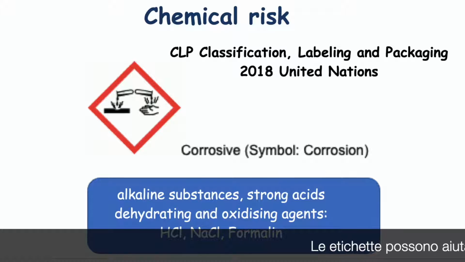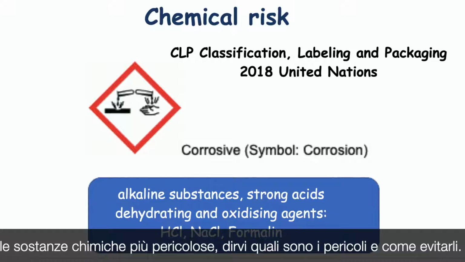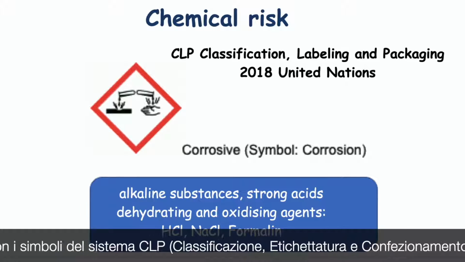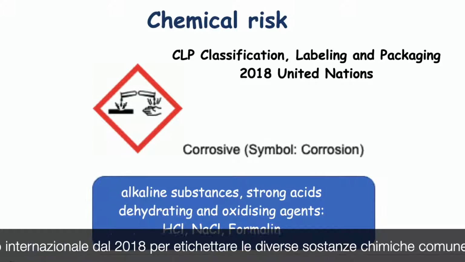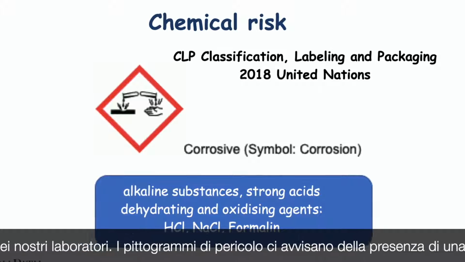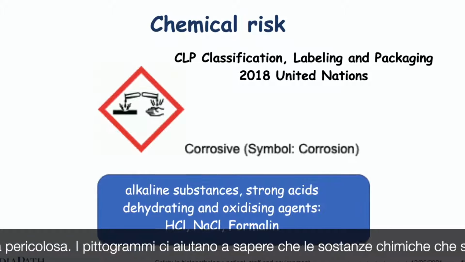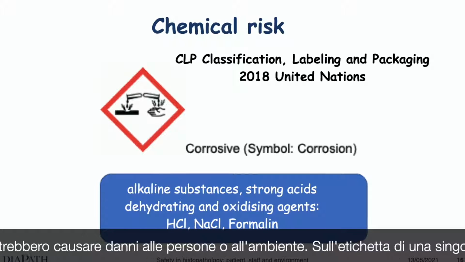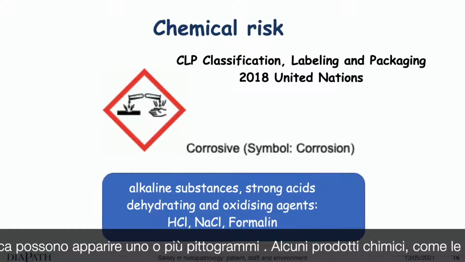Labels can help you to identify the more hazardous chemicals, tell you what the hazards are, and how to avoid them. Let's get familiar with the symbols of the CLP, Classification, Labeling and Packaging System, internationally adopted since 2010 to label the different chemicals commonly used in our laboratories. Hazard pictograms alert us to the presence of hazardous chemical. The pictograms help us to know that the chemicals we are using might cause harm to people or to the environment. One or more pictograms might appear on the labeling of a single chemical.